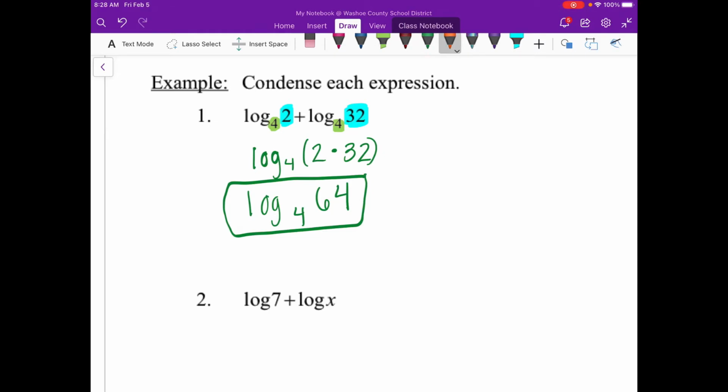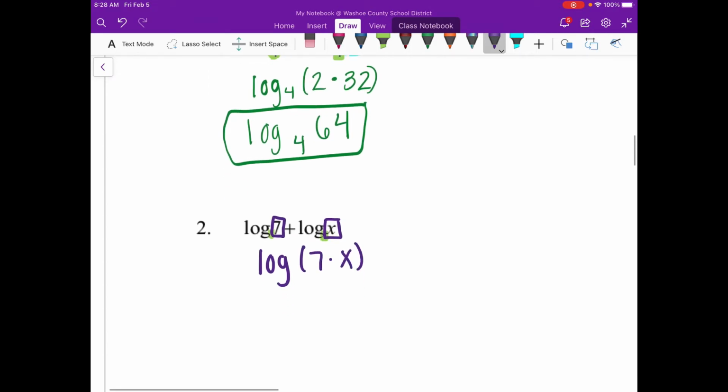We're going to do that again with number 2. And number 2 is a good example of when there is no base, right? There is nothing there. There is an imaginary 10 always. Anytime there isn't a base specifically, you're going to assume it's 10, but it's not going to do anything for us right now. So they both have no base or base 10. Therefore, I can say, okay, that's going to be log, and then I'm taking these two terms and multiplying them together. So when I multiply 7 times x, that can just be written as simply log of 7x. And that would be me condensing these two problems into one term.